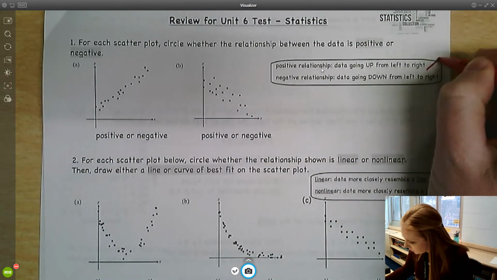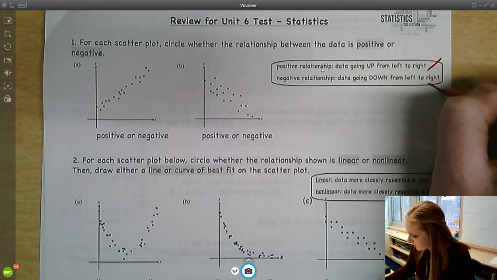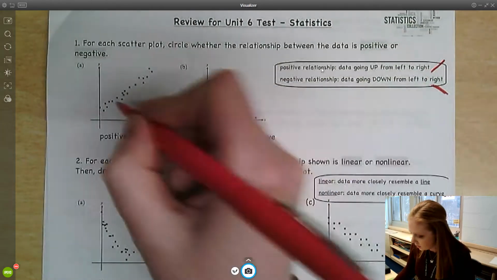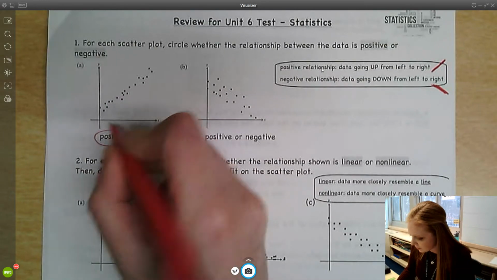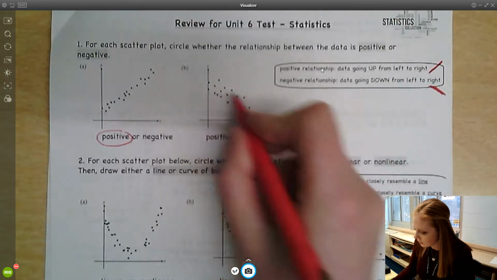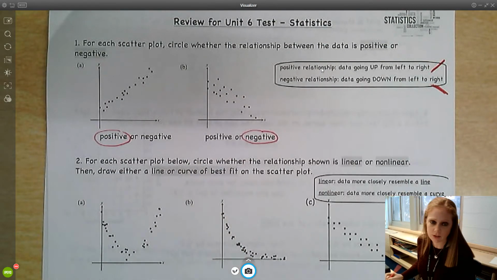So positive would look like this. Negative like this. This is a positive relationship. The data is going up from left to right. Here the data is going down from left to right, so negative.